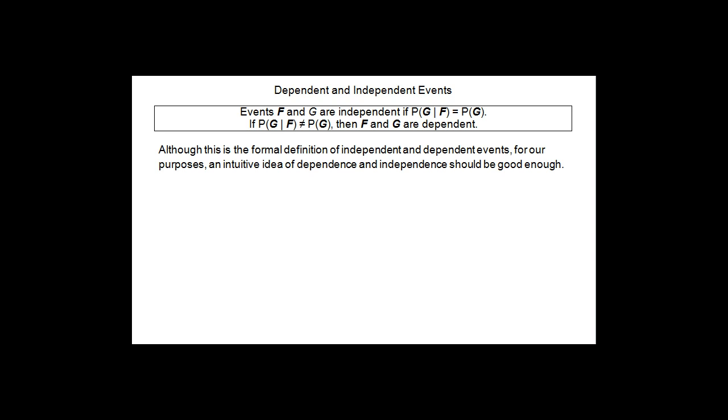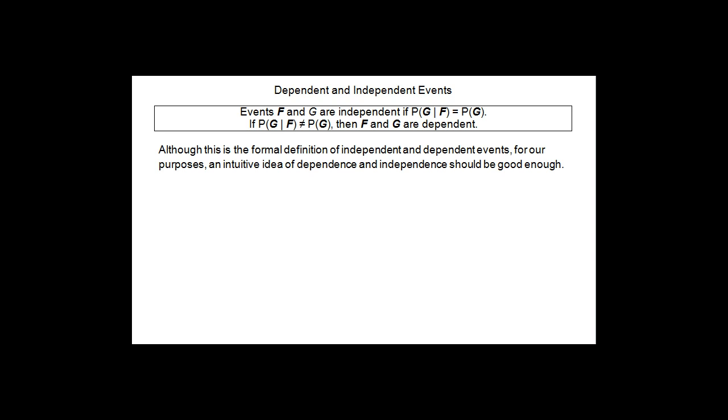Now I'm going to talk about the concept of dependent and independent events. First, I'm going to give you the formal definition. Events F and G are independent if the probability of G given F is the same as the probability of G. And if the probability of G given F is not equal to the probability of G, then F and G are said to be dependent.